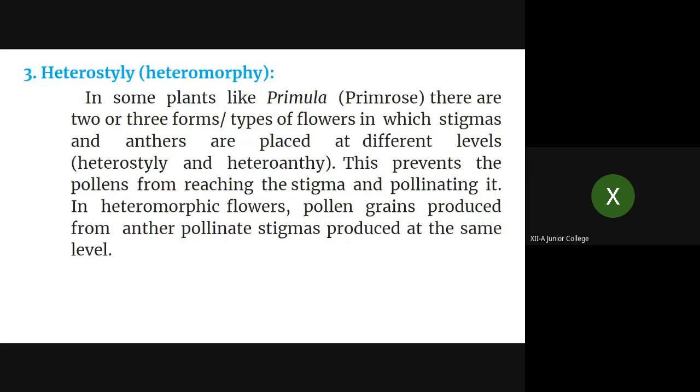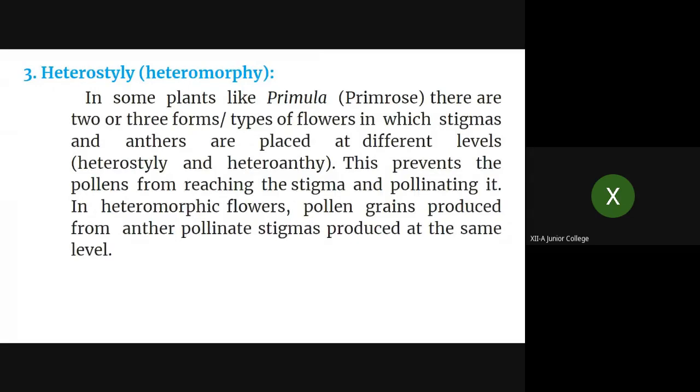Now for this you understand, hetero means what? Different. Style means what? Style is a part of the female reproductive organ. That means what? Gynoecium, that is the carpel. Carpel or this pistil is made up of ovary, that is the basal part. The middle part, the tubular part, is called the style, and the uppermost receiving part is called the stigma, right?